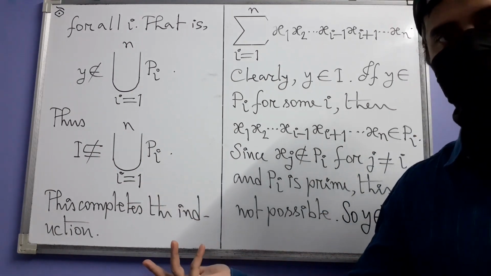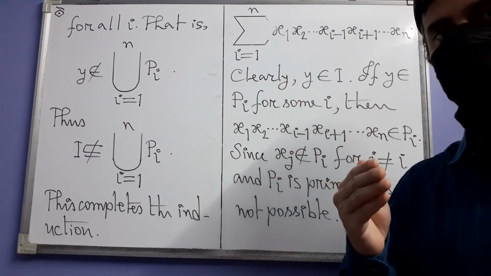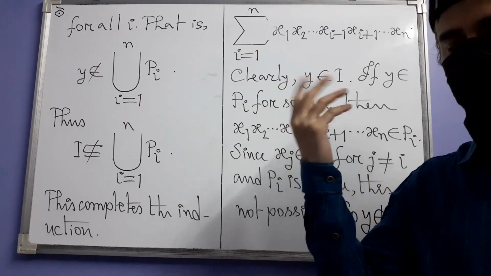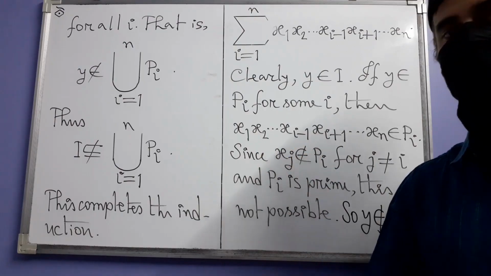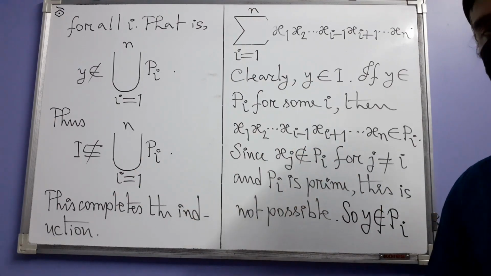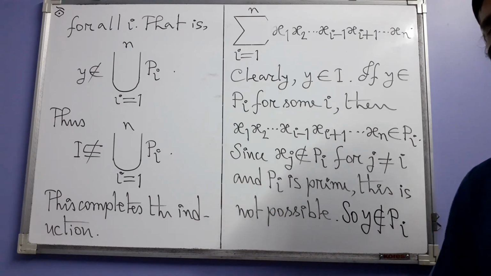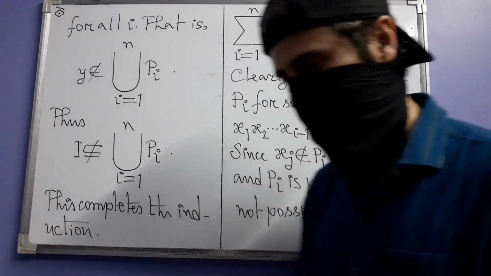But that's what we wanted to show in the case where we have n number of prime ideals, based on the assumption that our claim is true for n minus 1 prime ideals and that extra ideal. So this completes the induction. So that means part 1 proof is over. Now let's see part 2 proof.